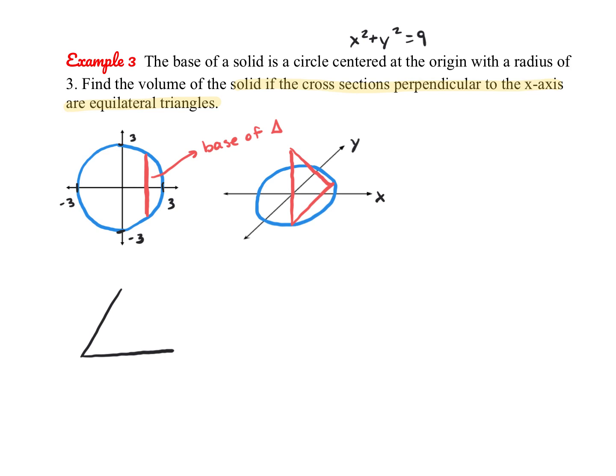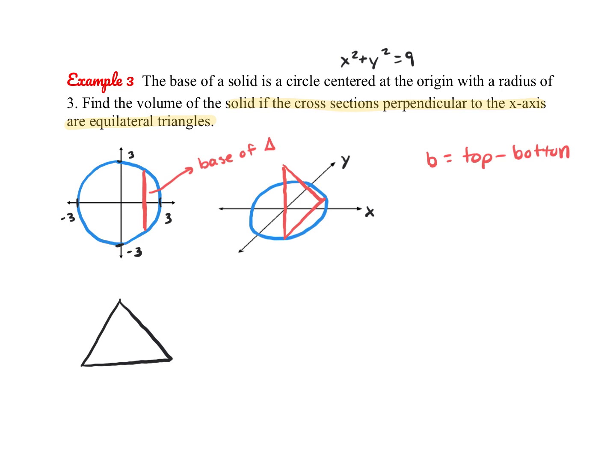So first, let's find a way to define this base. We want to do top minus bottom. So to find our base, it's going to be top minus bottom. And kind of like we did in that previous example, we want to rewrite this as actually 2 separate equations. So the top half of our circle is the positive square root of 9 minus x squared. The bottom half of our circle can be defined as the negative square root of 9 minus x squared. And then we have to do, again, top minus bottom.